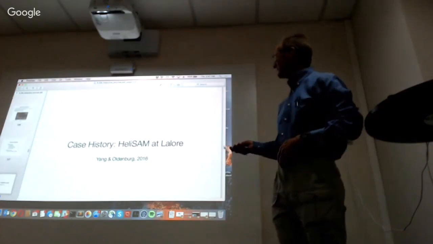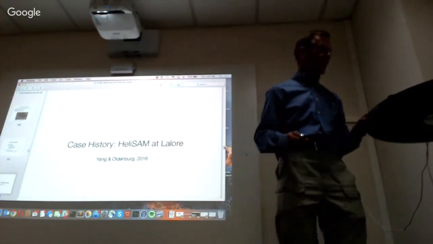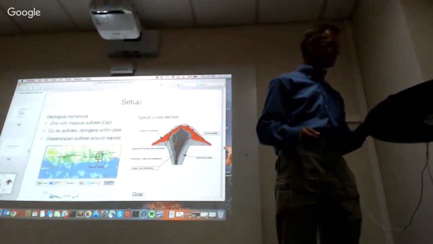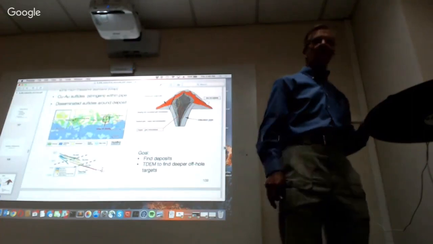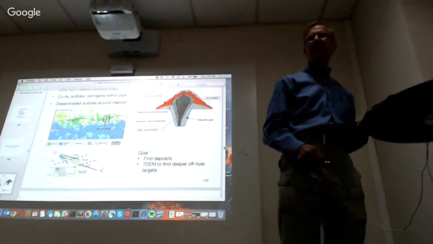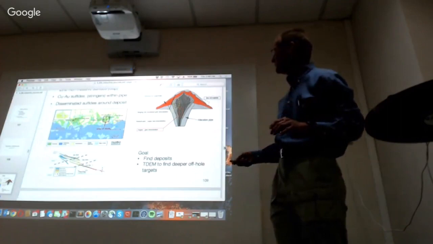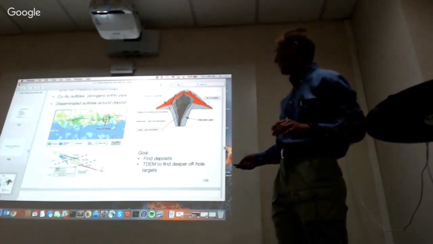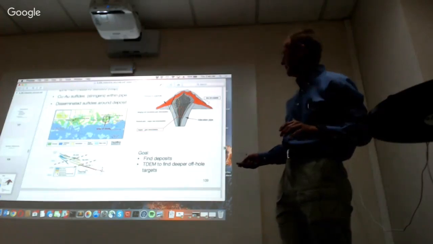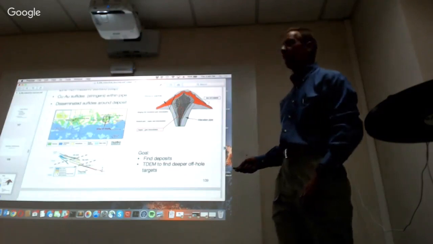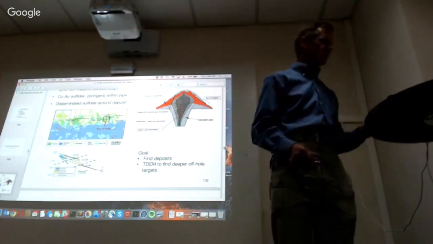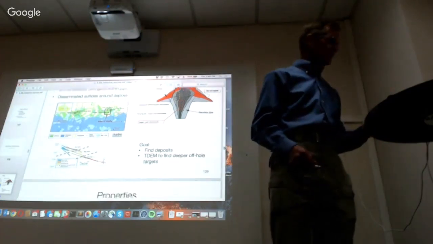This is a case history for HeliSAM data. Basically it's massive sulfide deposits. They're sort of stringer, copper, gold, and zinc rich. So you're trying to find these, and the thing is, these are deep. These are kilometer deep, and the question is, how can you find that?